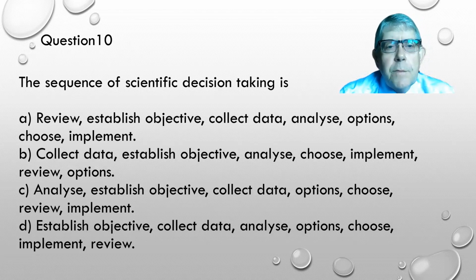Question 10. The sequence of scientific decision taking is A, review, establish objective, collect data, analyse, options, choose and implement. B, collect data, establish objective, analyse, choose, implement, review, options. C, analyse, establish objective, collect data, options, choose, review, implement. Or finally, D, establish objective, collect data, analyse, options, choose, implement and review.